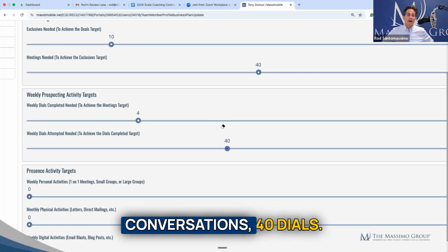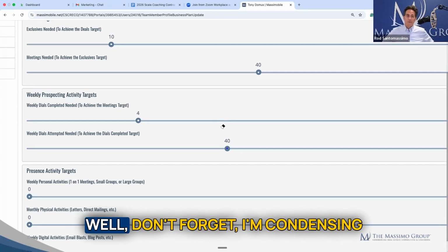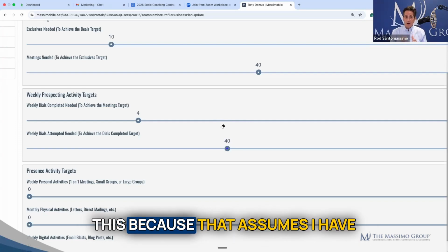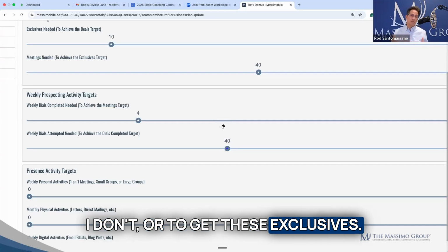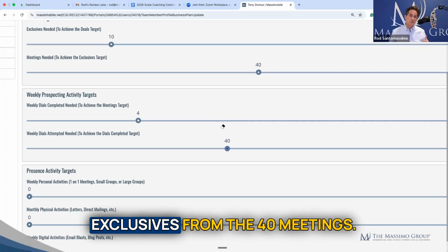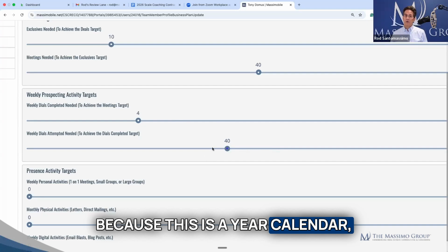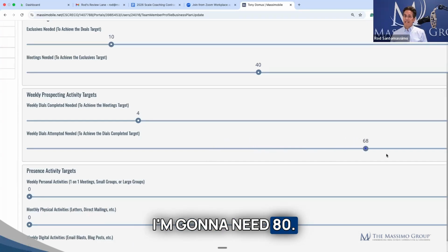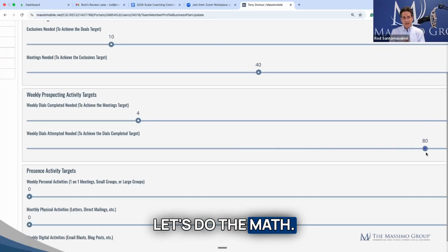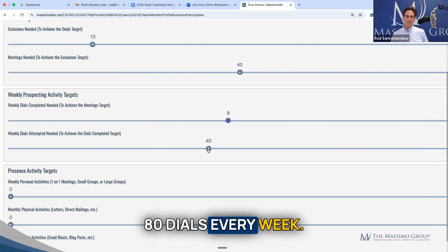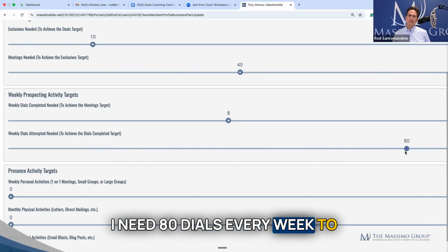Again, just do the math. Let's say I need 40 dials every single week. Well, don't forget, I'm condensing this, because that assumes I have 50 weeks to get these exclusives. I don't. I have 50 weeks to get the 10 exclusives from the 40 meetings, but because this is a year calendar, what I really need to tell myself is, I'm going to need 80 dials every week so I can get the 8 conversations. I need 80 dials every week to get the 8 conversations.